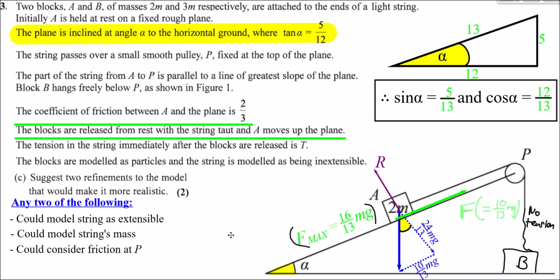And another one I'd suggest, you could consider the air resistance on A and B. As B's moving down and A's moving up the plane, there will be a tiny bit of air resistance no matter how small. You could also mention that A and B aren't point particles. You could consider their dimensions, so that could even be a 5th one to mention. But that should suffice. Any 2 of those 4, or the 5th one, if you want to think about them not being point particles.